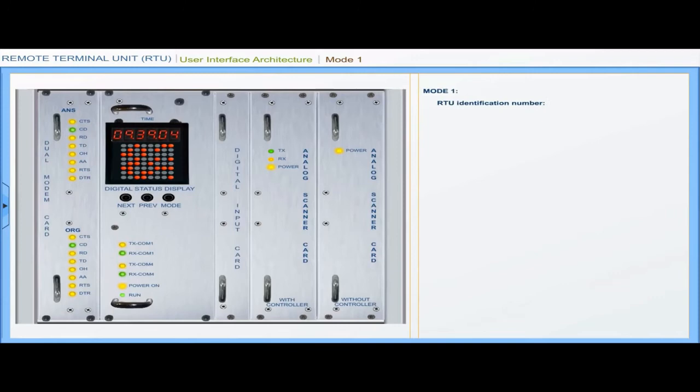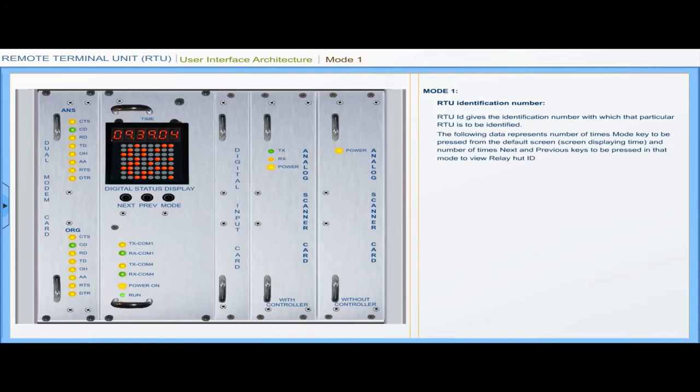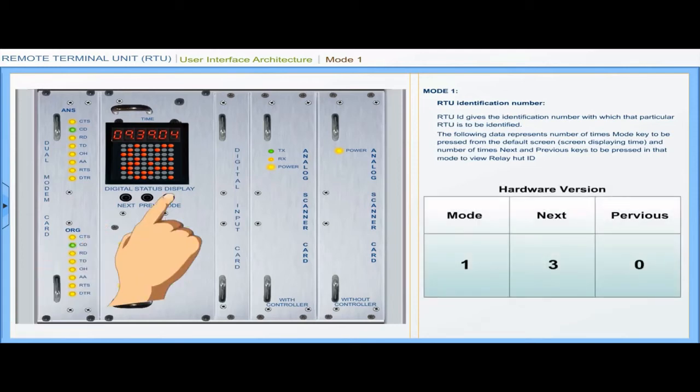RTU identification number. RTU ID gives the identification number with which that particular RTU is to be identified. The following data represents the number of times the mode key is to be pressed from the default screen, that is the screen displaying time, and the number of times next and previous keys are to be pressed in that mode to view the Relay HUT ID. Mode 1, next 3, previous 0.